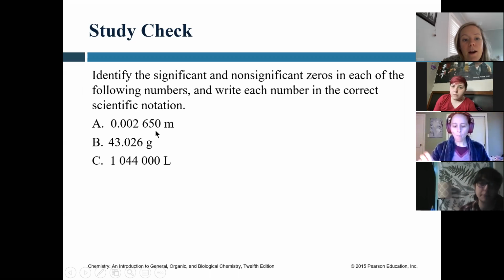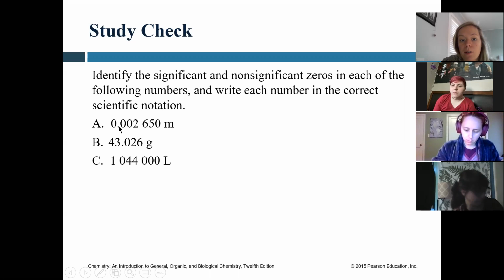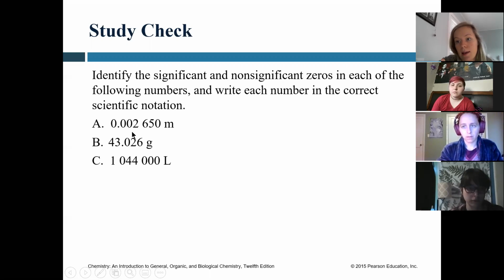So this first one here, where is my main number? It starts at the 2. What are these zeros doing here in front? They're just telling you how small the number is. Like in this case, our decimal starts at the thousandths place instead of the hundredths place, but they don't give us any precision. So I can actually drop all those zeros as telling us anything about significance.